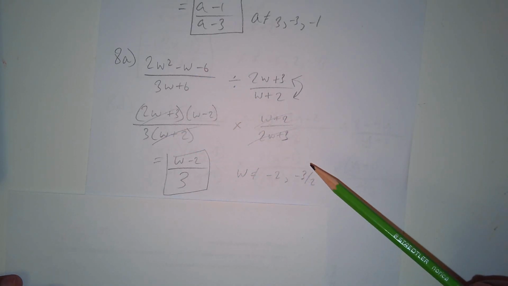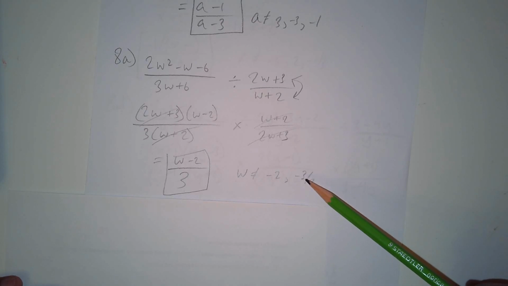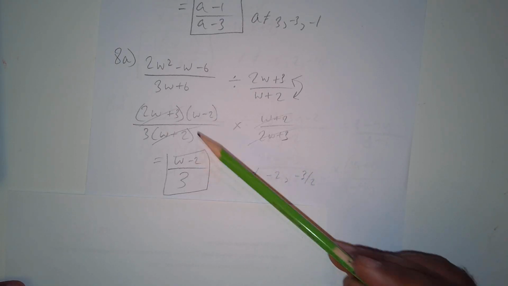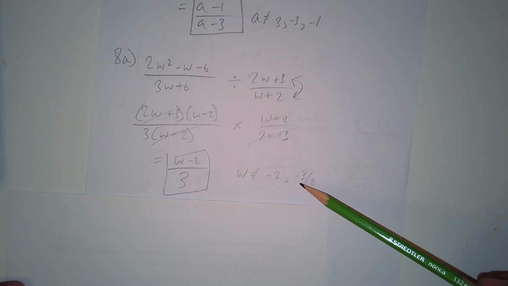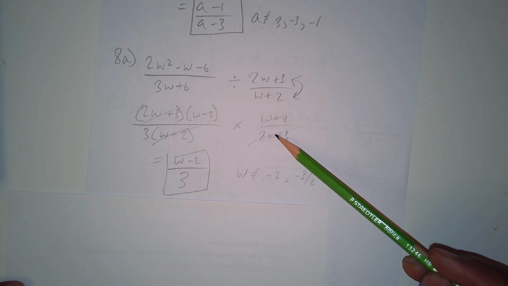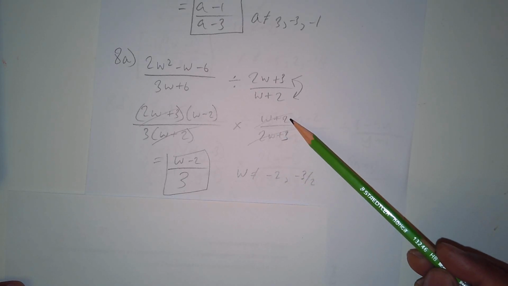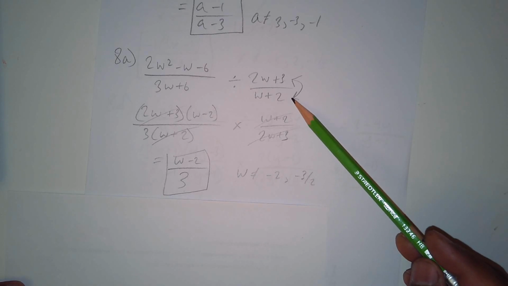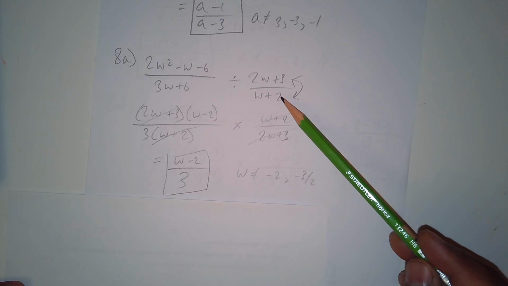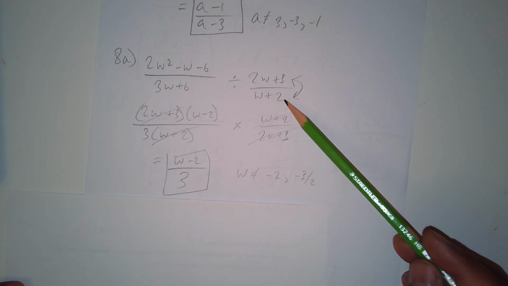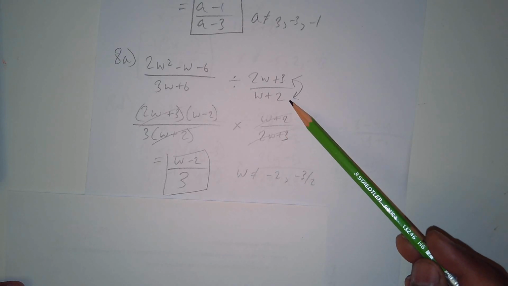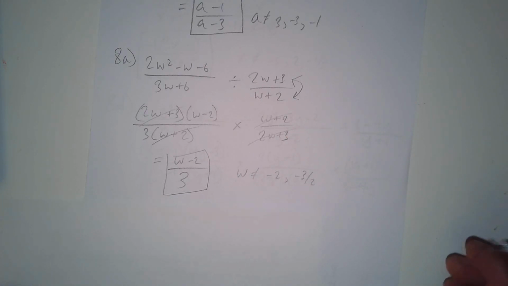Now, if you look at your non-permissible values, the negative 2 is here, and the negative 3 over 2 is here. But this negative 2 also includes this one here, because this originally was at the bottom. Okay, so you have to include this even though it becomes flipped around. Okay, so you still have to add in the restriction for that one.